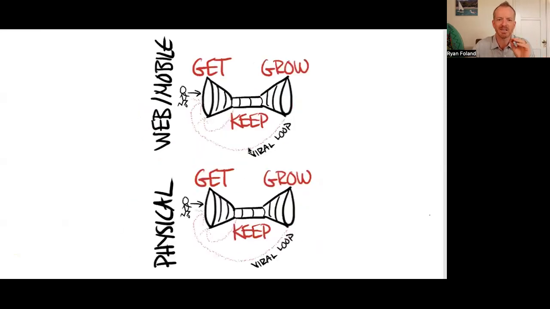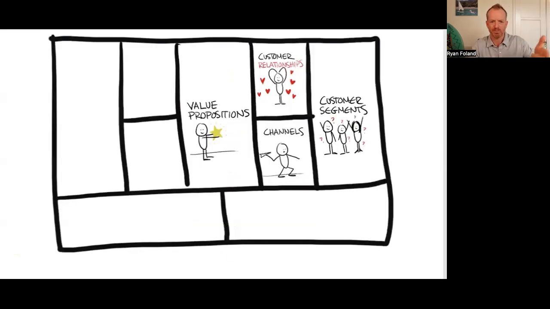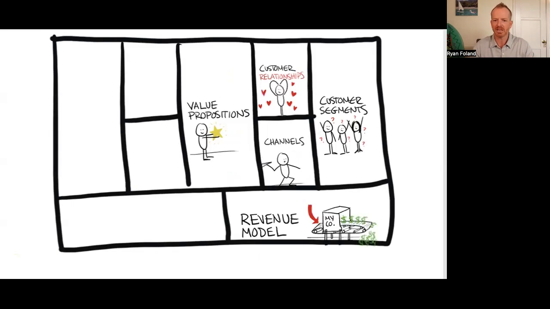There's a double-sided funnel that we can dive into later, but it basically represents how you get customers, how you keep them, and how you grow them. There are both mobile channels and there are physical channels. And so understanding how to keep them helps you to keep the viral loop. Value propositions to customer segments, connect them through the channels, keep the customers with the customer relationships. Then, guess what? Figure out your revenue model.